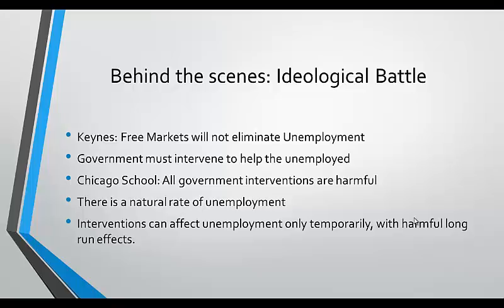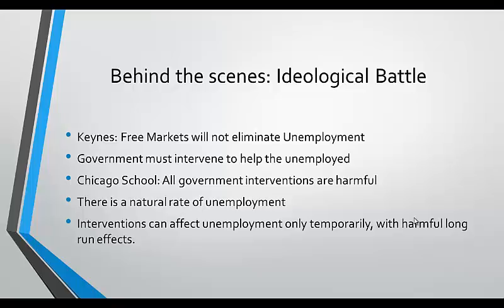So there is this ideology. What Keynes said was that free markets will not eliminate unemployment. That's the key message of Keynes. So what's the consequence? Well, the government must intervene to help the unemployed people. In response to this, basically the Chicago School says that all government interventions are harmful. This is an ideological position. This is something you know in advance, and now you're going to develop theories which prove this.